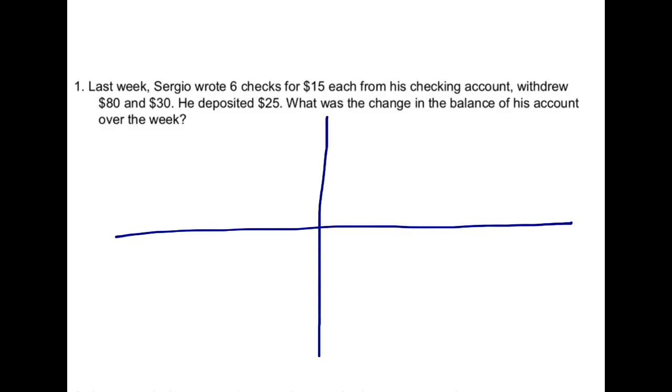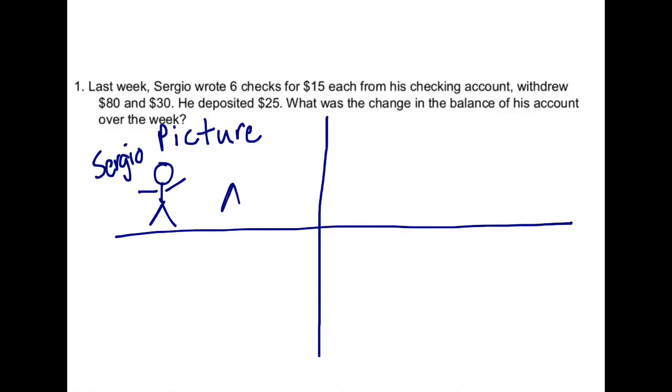So, first thing we're going to do in the top left is draw a picture. So, I've got Sergio, and he's got an account, and it looks like I'm putting money into the account, but I'm also taking money out of the account. So it's a little bit of both. So I'm going to read it one more time.